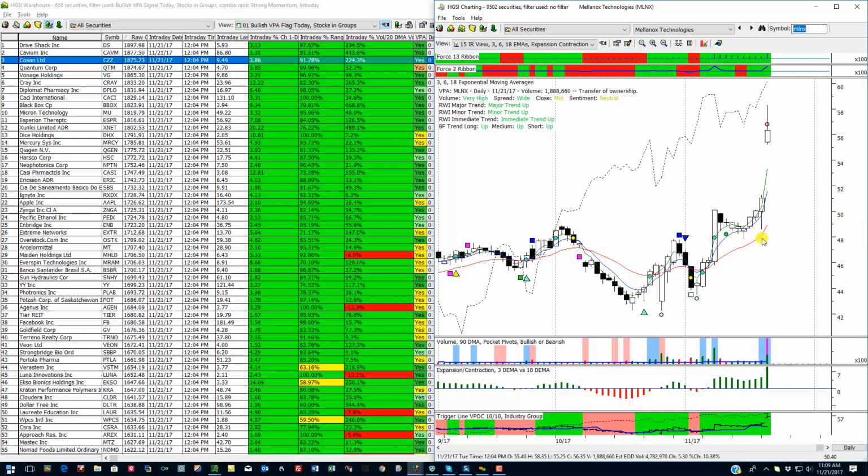Marvel wanted to buy MLNX. Wow, look at this. Yeah, I mean, there's so many of these gaps. Here are some nice VPA flags here. Here you can see that it pulled back a little bit. If you look at this histogram here, it was just in consolidation mode, and then it went up.